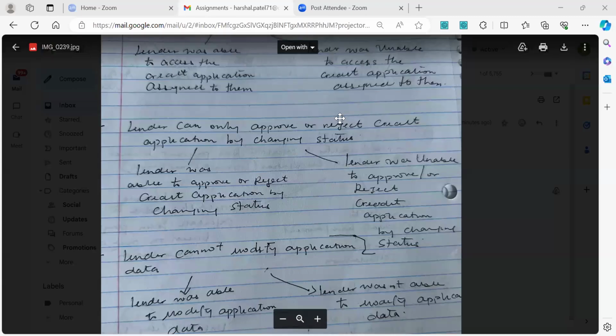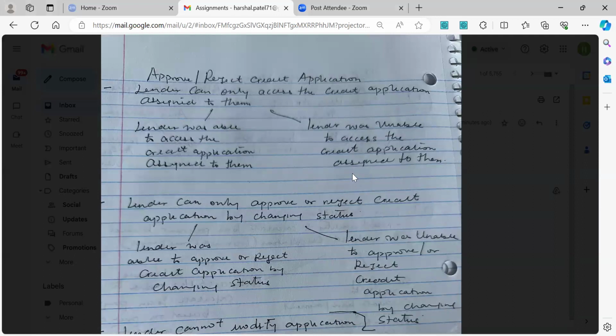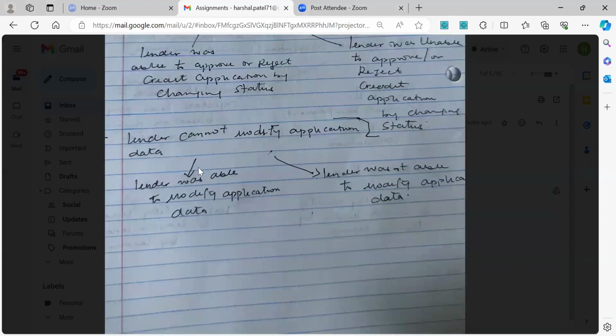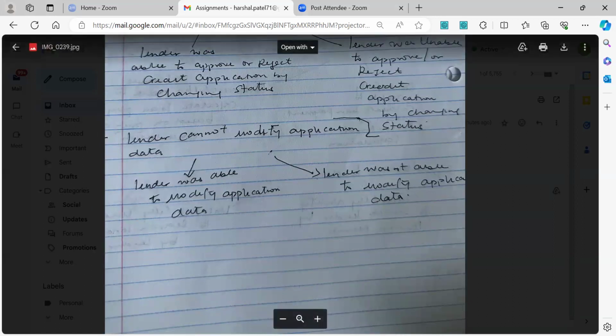All right, I'm going to share the screen here. It's your handwriting, so you might have to speak to that. All right, let's talk about what you got. Lender, I'm not worried about lender cannot modify. This is the last one. Go ahead. Lender was able to approve or reject credit application by changing the status. And lender was unable to approve or reject the credit application. Then I also did lender cannot modify application.